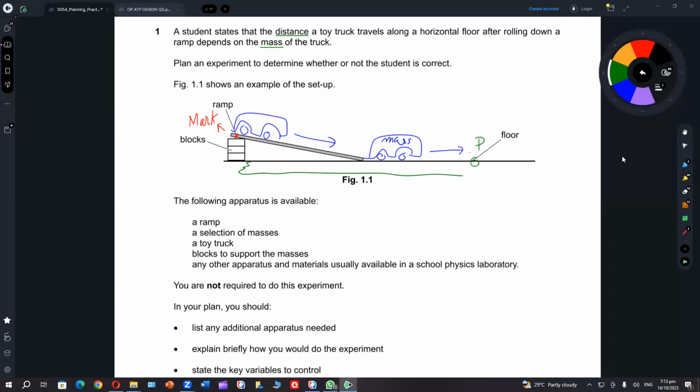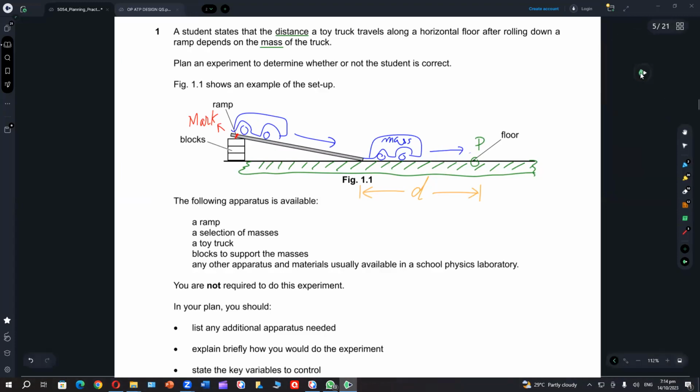I will attach a meter rule like this. This is a meter rule. My plan would be to measure the distance D. I will obviously use the ruler, and the ruler will tell me the distance.